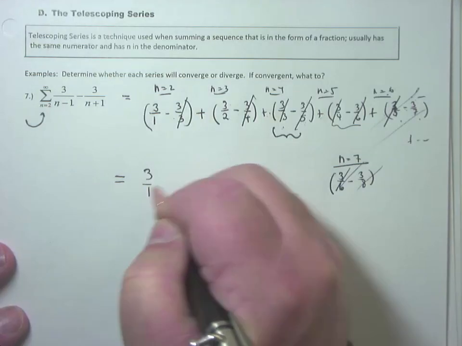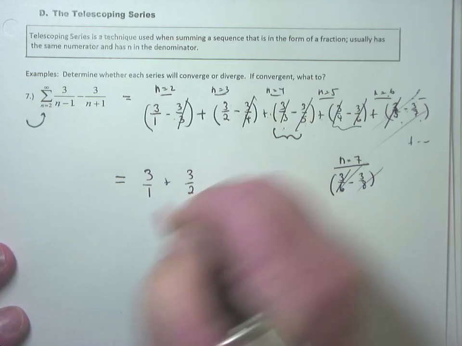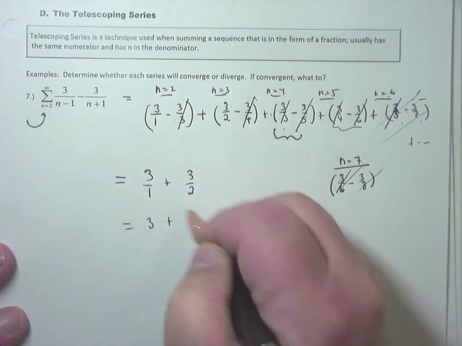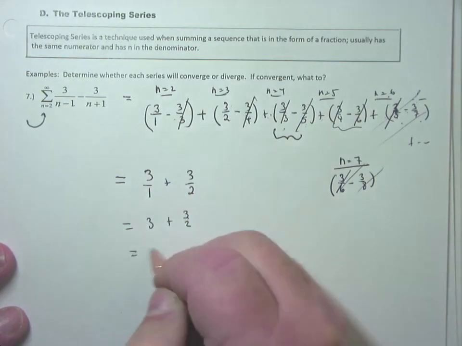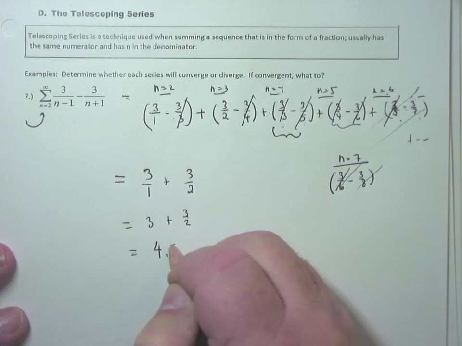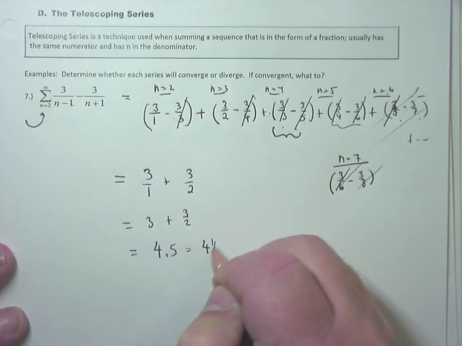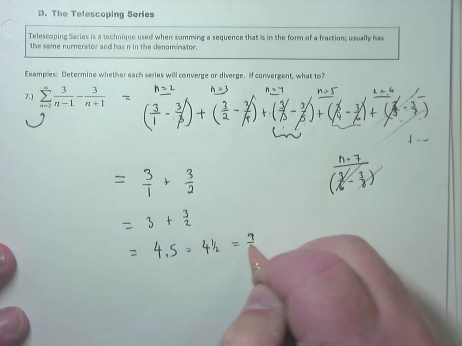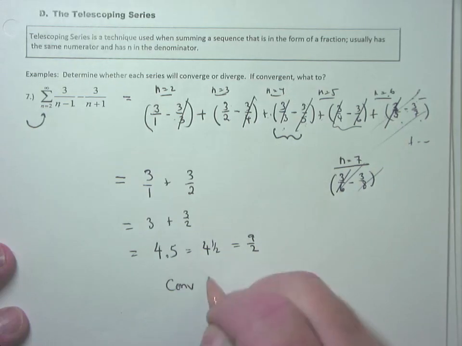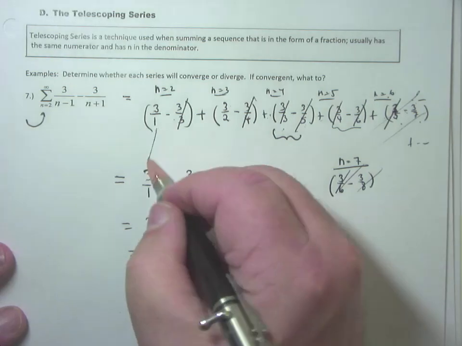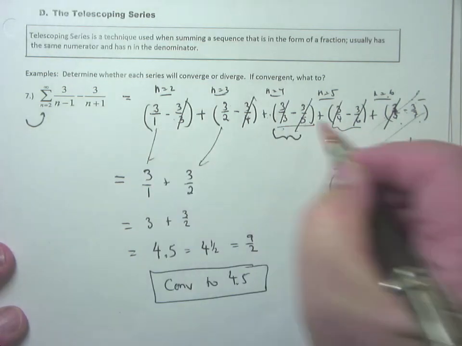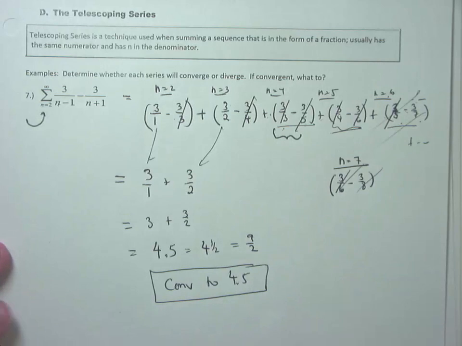3 over 1 plus 3 over 2. This is 3 plus 3 halves, which is 1 1/2. The answer is 4.5, 4 halves, or for you big fraction fans, 9 halves. This is what it converges to, 4.5. It's the terms that were left over. Once a full block cancels, all the other blocks after that are going to cancel out.